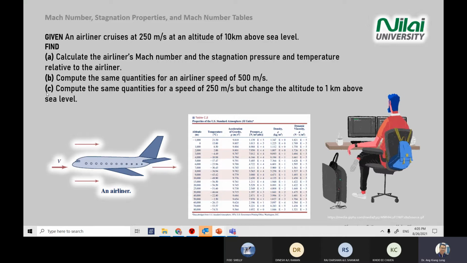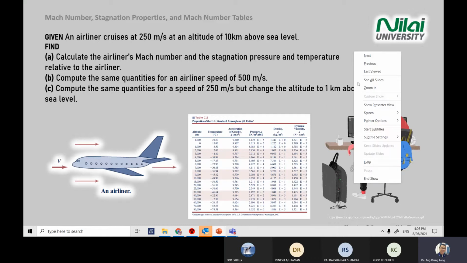Then task number 3 is to compute the same quantities, meaning you compute the Mach number, stagnation pressure, and temperature, but now the altitude changes to 1 kilometer above sea level. So for task number 3, or C, you need to refer to 1 kilometer, which is 1,000 meters altitude, this row, and use it to substitute values inside the formula.